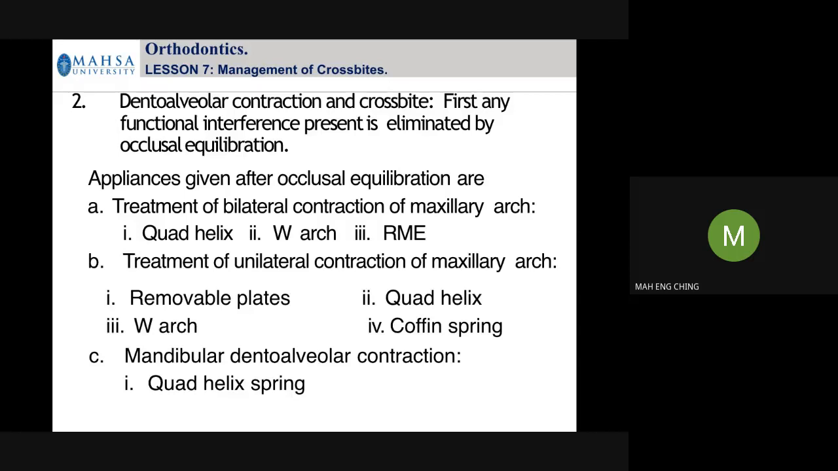For mandibular contraction, you can use a quad helix appliance. Again, the mandible is difficult because of the tongue, so it's very difficult to expand the lower jaw compared to the upper jaw. For the upper jaw, without the tongue, you can put any appliance on the palate, but the lower is difficult. A lot of the time when you want to expand the lower jaw, you have to try to bypass the tongue. That's difficult.